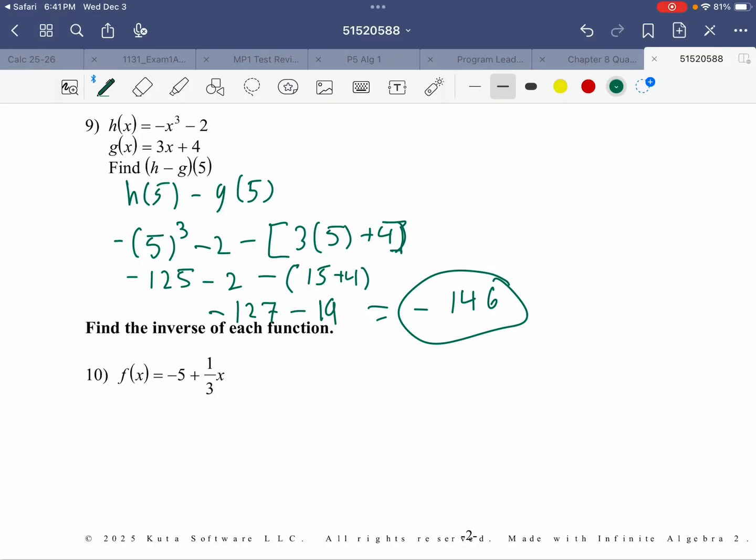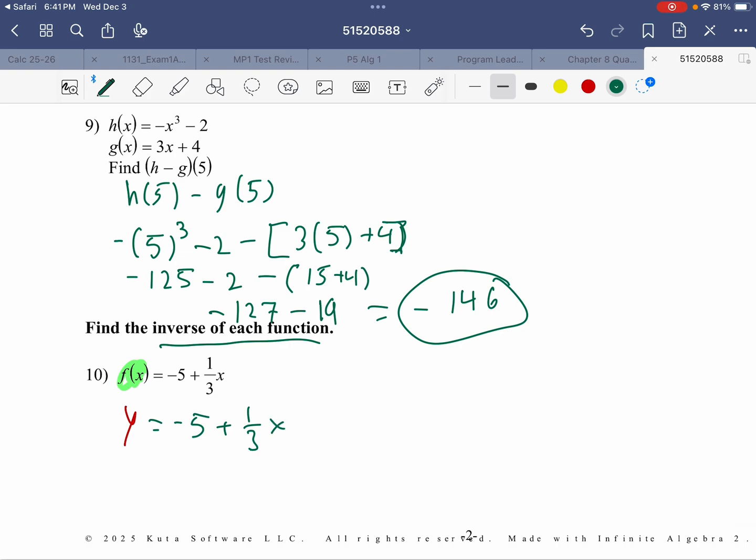Alright, so here is the second video. We left off at number 10. We're trying to find the inverse of each function. So there's some steps that we have to do to find the inverse. When you see f of x here, the first step is to write this in terms of y, and then y equals -5 plus 1/3 x.